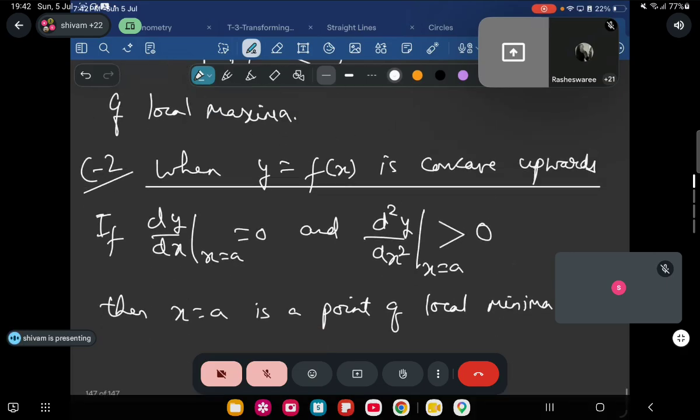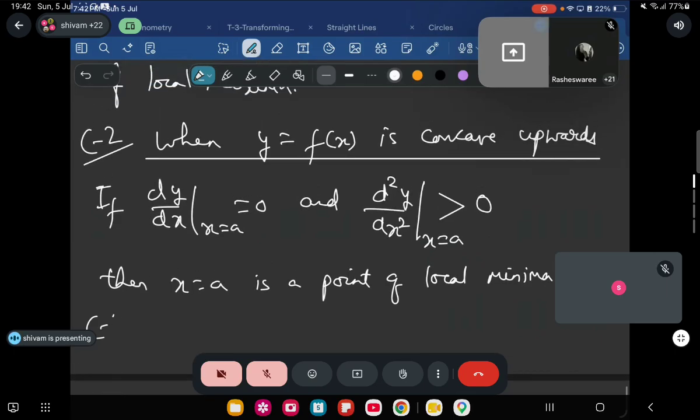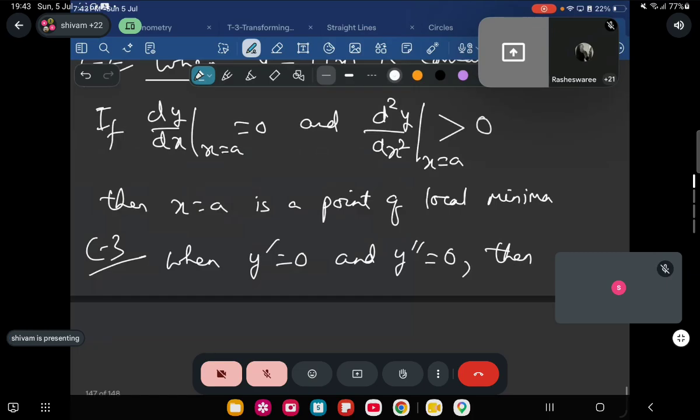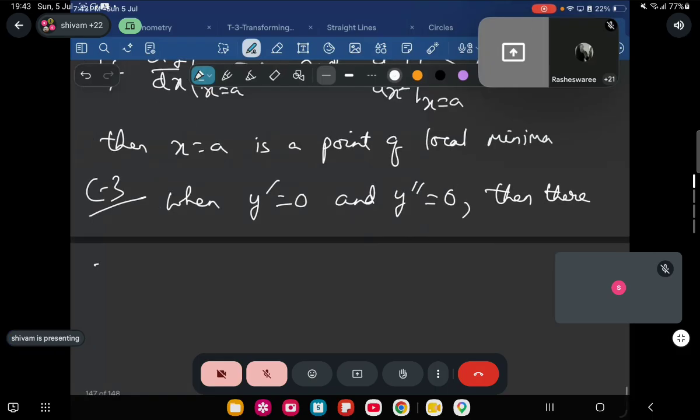Okay. Case 3. There exists another case, everyone. When y dash is equal to 0 and y double dash is equal to 0, then there can be many cases. Then there is no other choice. You have to check left hand side and right hand side. Then there exist many cases.